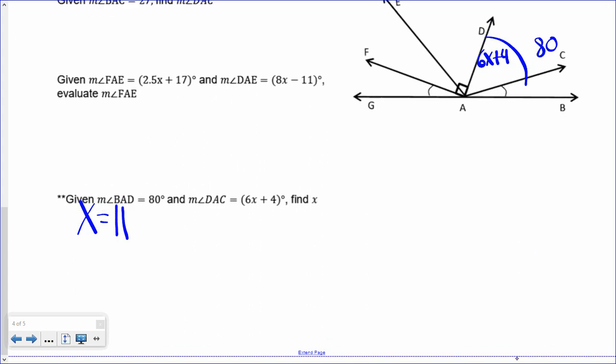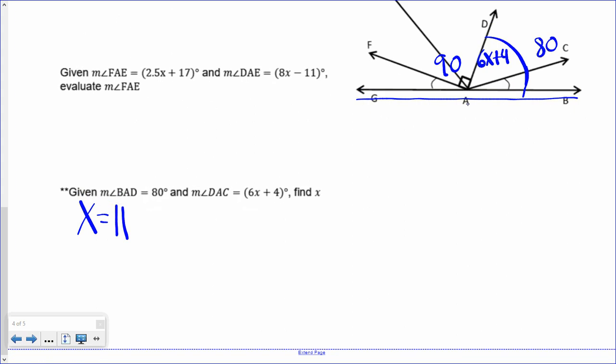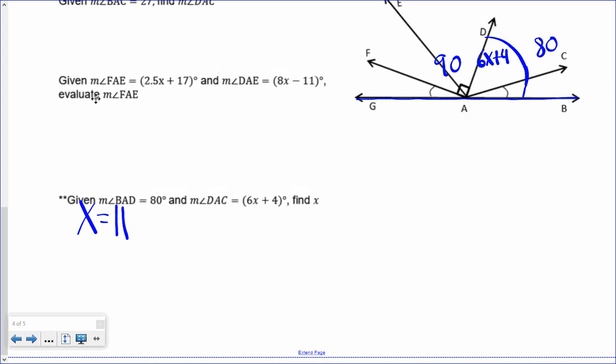Alright, everybody listen up. In case you're confused on this one, Irene, what would we do? Okay, so the line at the bottom is 180. So you have 180. And then you know that the right angle is 90. And then you know 80. So you subtract: 180 minus 90 minus 80. Okay, what does that give you? And that gives you the little angle FAG.